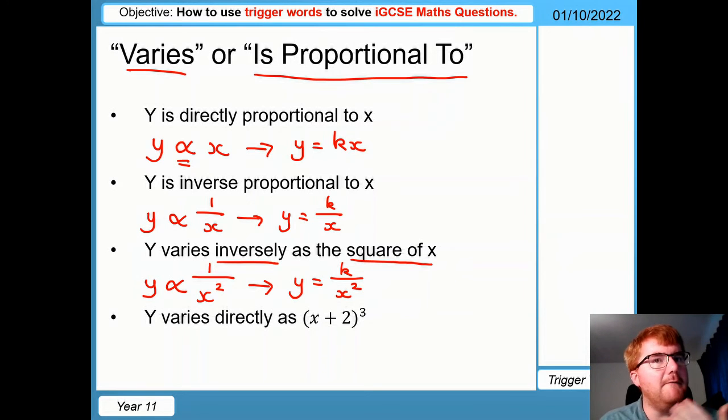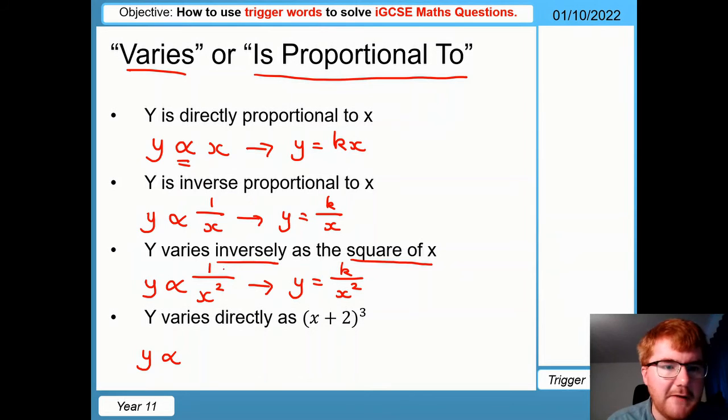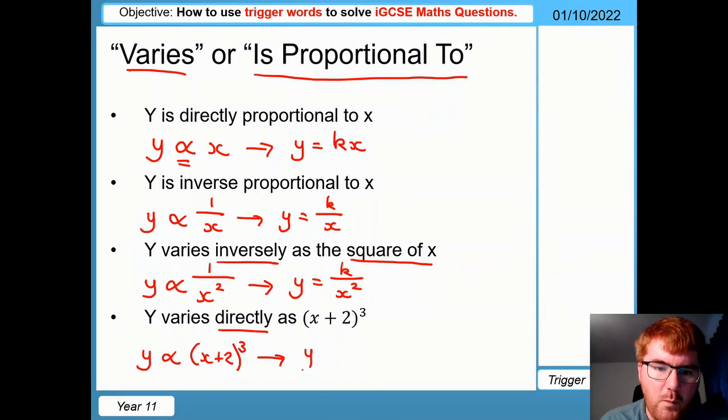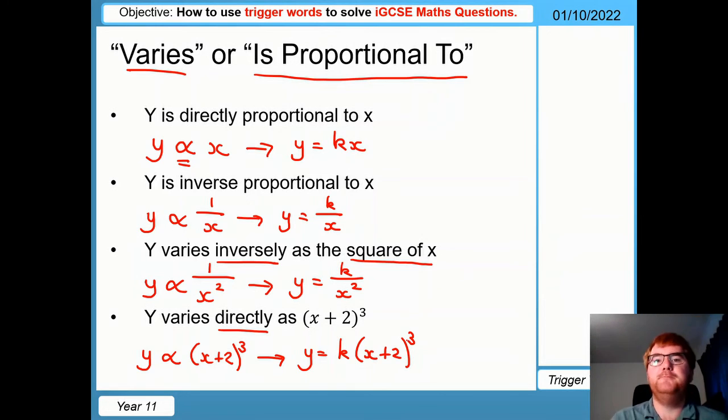And again, another variation on this. So y varies directly as x plus 2 all cubed. So y is proportional to, okay, no fraction because it's directly. So we just write down x plus 2 all cubed. If we translate that into an equation, we get y is equal to k lots of x plus 2 all cubed, like so. So with this particular trigger phrase or trigger words, you have to be quite careful exactly which equation you've written down.